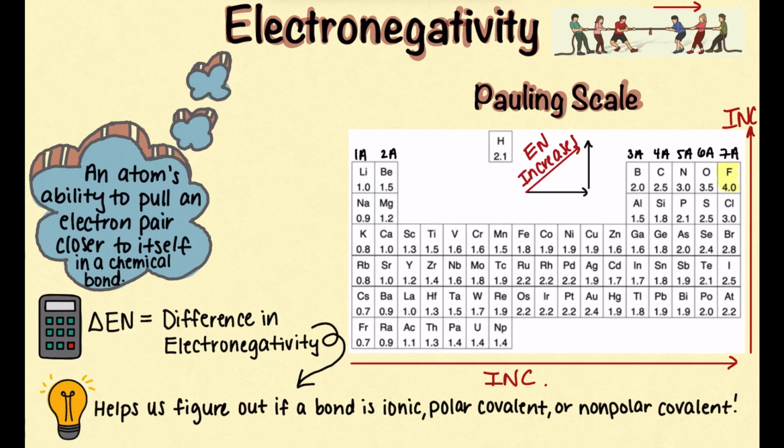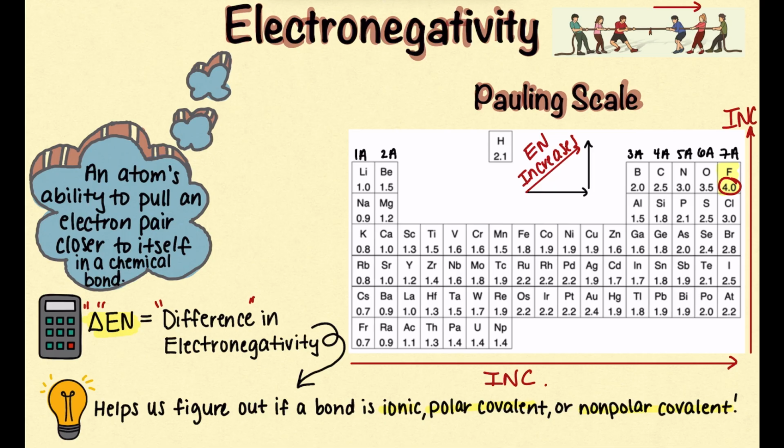Fluorine, by the way, is the champion of tug of war. It has the highest electronegativity value on the Pauling scale. And just a quick note, these numbers that you see here are not printed on the periodic table. They come from the Pauling scale, which is something that your teacher will most likely give you. Now, teachers also love to test this next part. To figure out whether a bond is ionic, polar covalent, or nonpolar covalent, you can look at the difference in electronegativity. That's what the little triangle symbol means. It represents the difference between two electronegativity values. And we'll calculate a few in a minute.